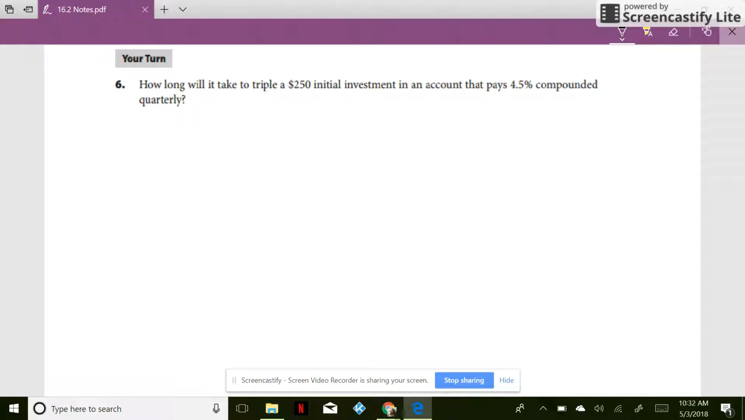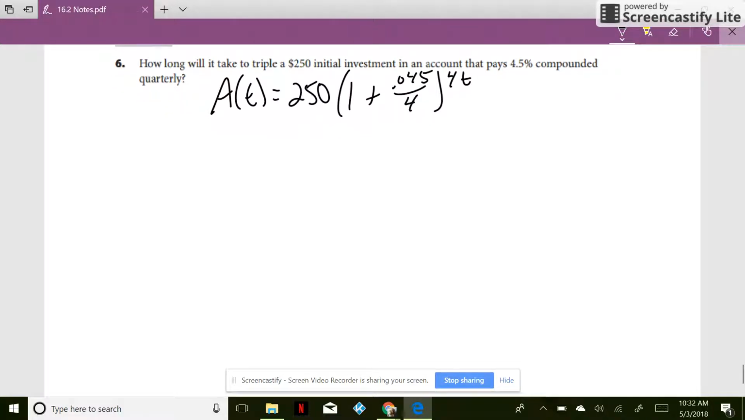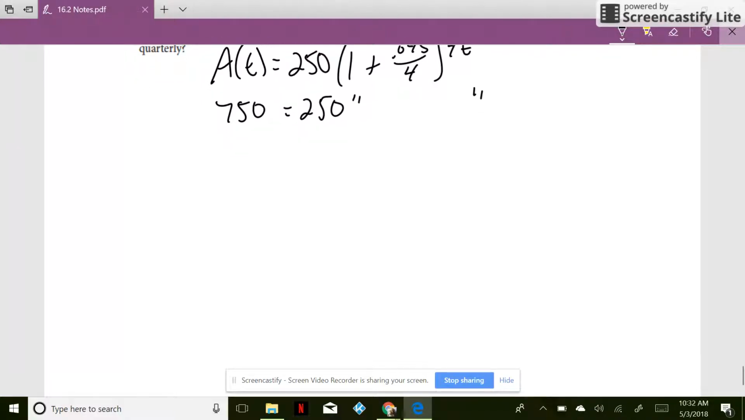All right, so we've got how long will it take to triple a $250 investment into an account that pays 4.5% compounded quarterly? So I'm going to take that same formula they already gave me, plug in my pieces. Instead, in the exponent, I'm going to plug in a 4t instead, because that's what we're more typically used to, is to the nt power. We want to know our time in years. So if we're wanting our initial investment, $250 to triple, that would give us a value of 750 is equal to 250. So divide by 250, we get 3.